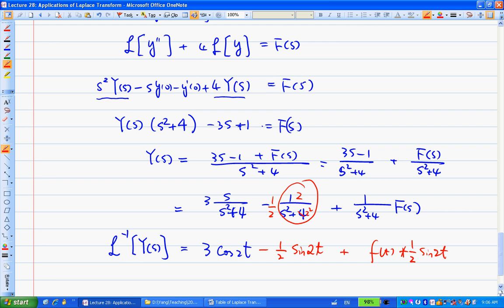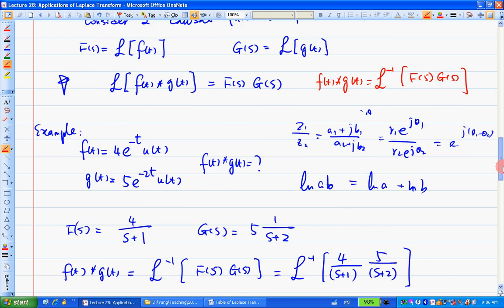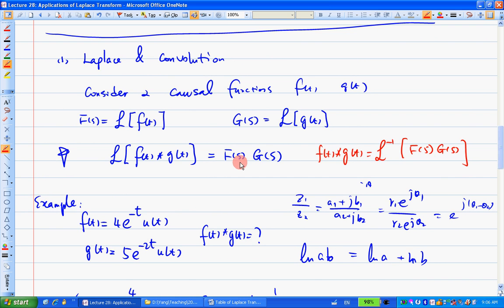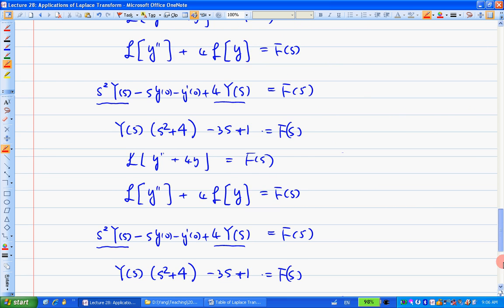Why convolute? That's exactly the same as the first application that we just learned here: the multiplication of S functions. The inverse Laplace is a convolution, right? It's a convolution here. Okay.